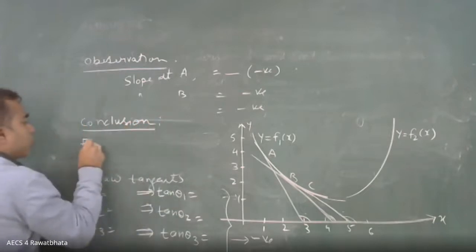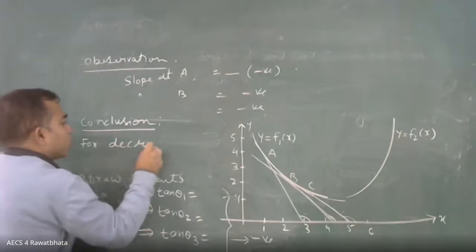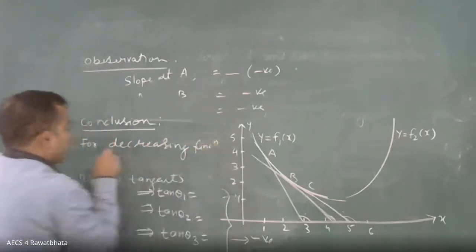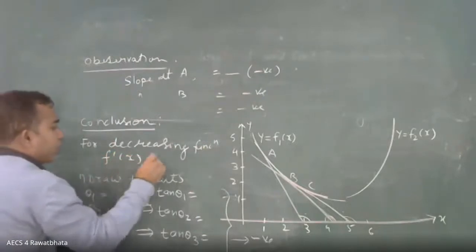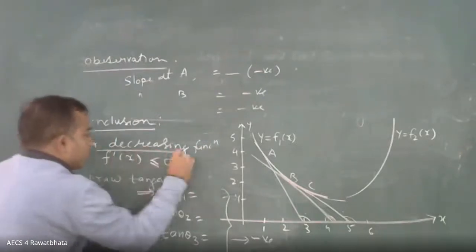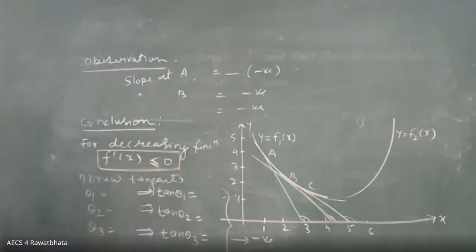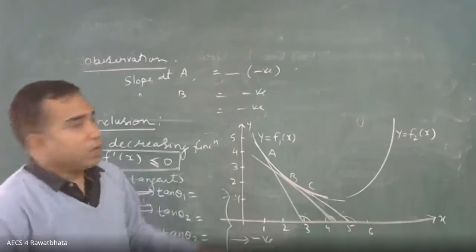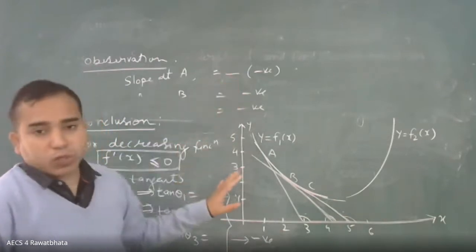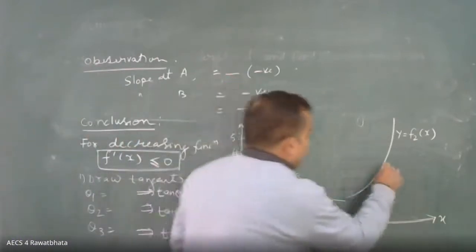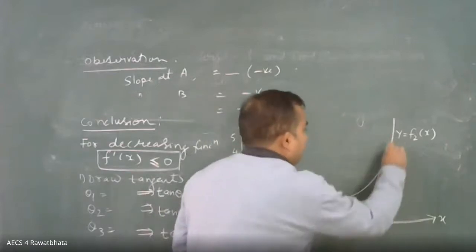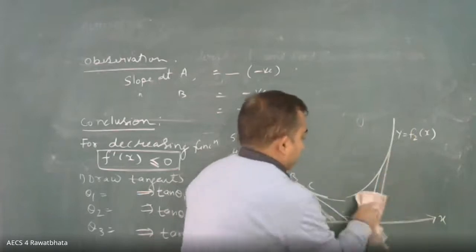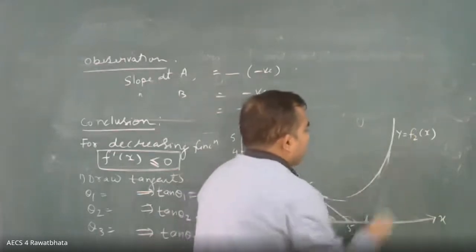that for a decreasing function f dash x will be negative. Negative means less than or equal to 0. Now similar things you do for an increasing function also. Write in procedure, write in observation, and write in conclusion also. What you mark? 3 tangents you draw. You can draw yourself properly.